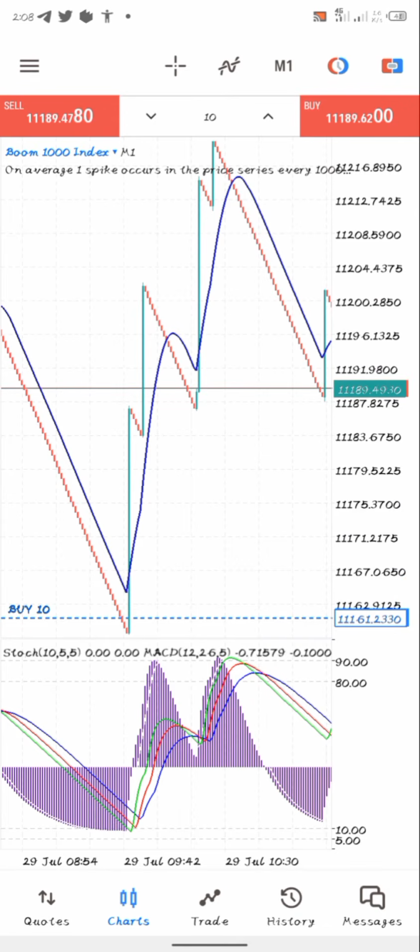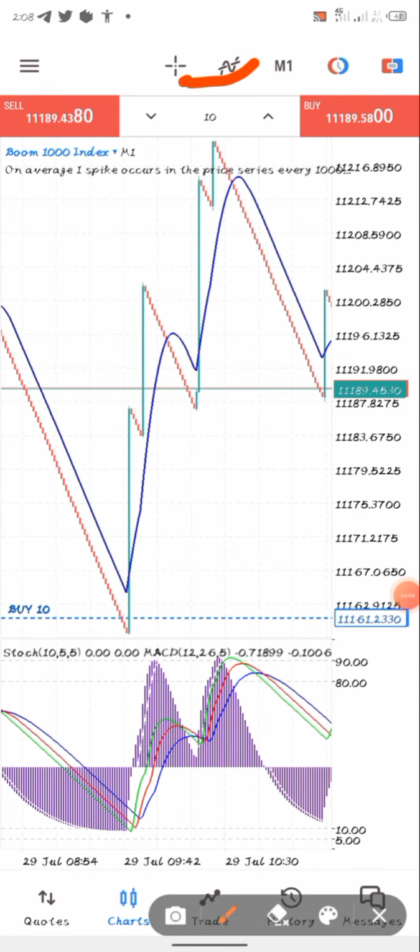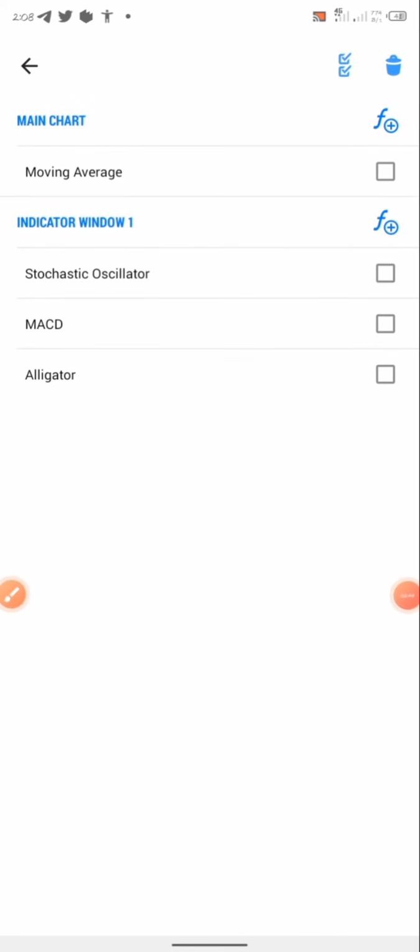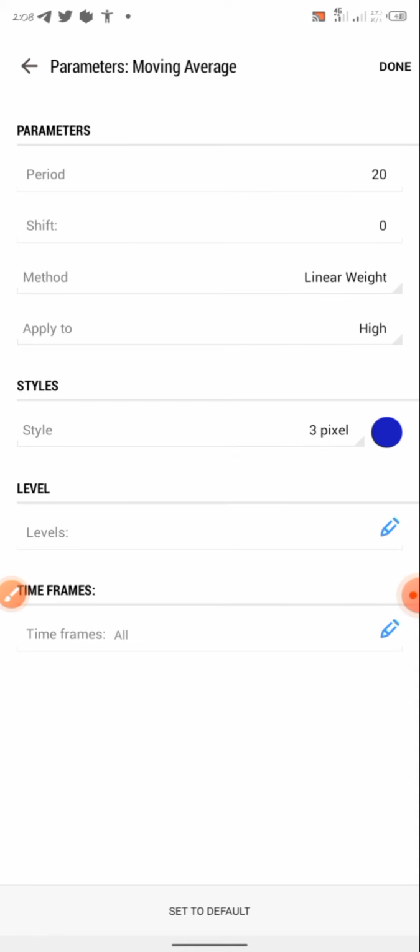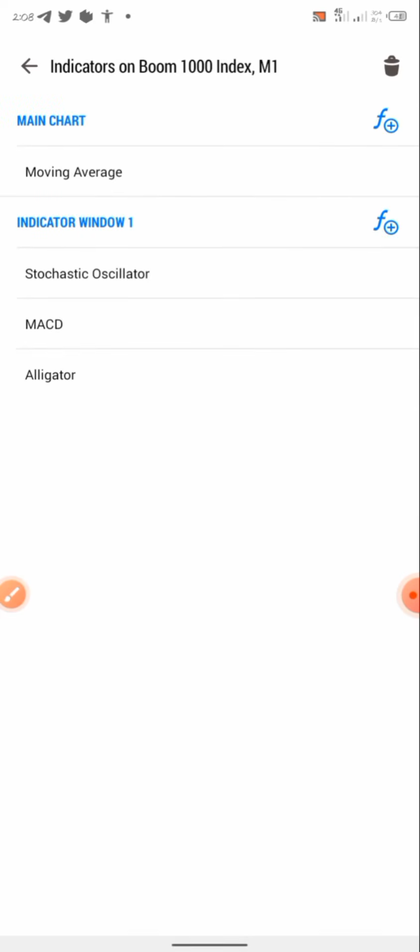Now, what you have to do is just go to this icon right at the top. Then let me first delete everything, not to waste much of our time. So this is how we are going to add everything. The first thing that we are going to be adding in your main chart is the moving average. This is the parameter for the moving average. The period is 20. The method is linear weighted, and then apply to close. The style is 3 pixel. You can choose a color of your choice. Then you are good to go. Just click on done after you set everything up like that.